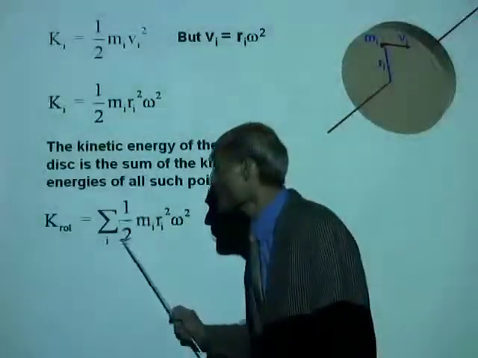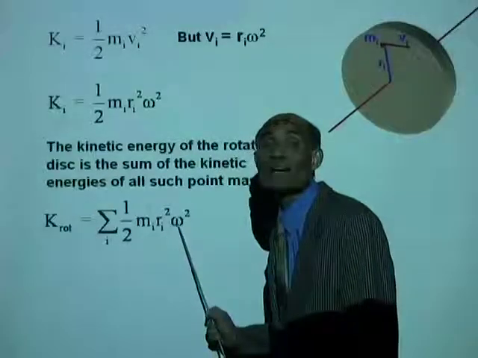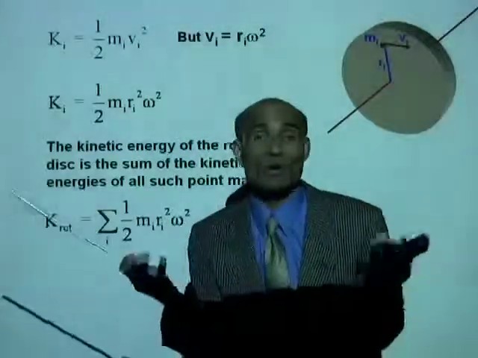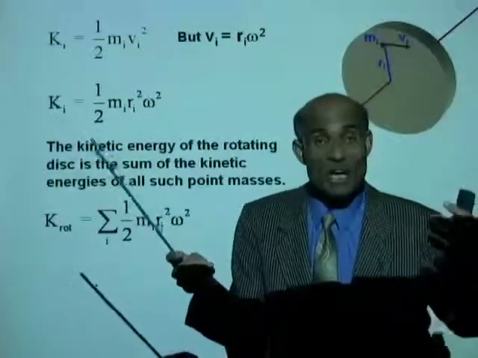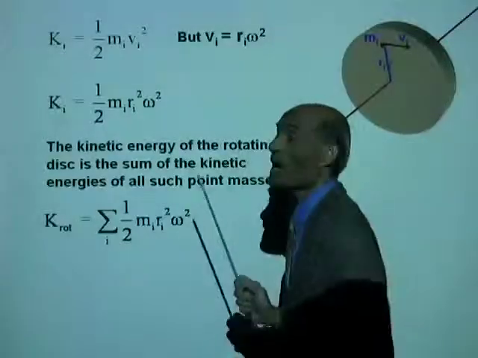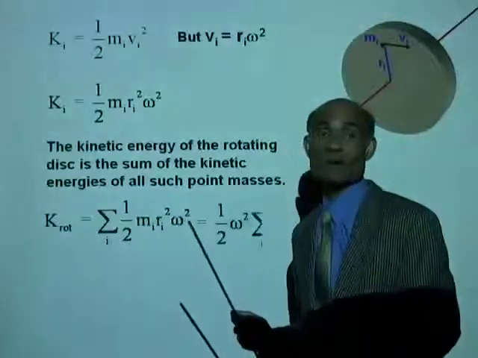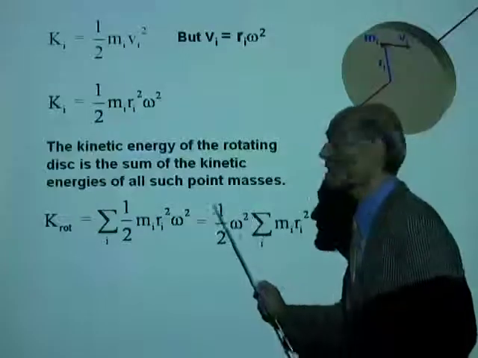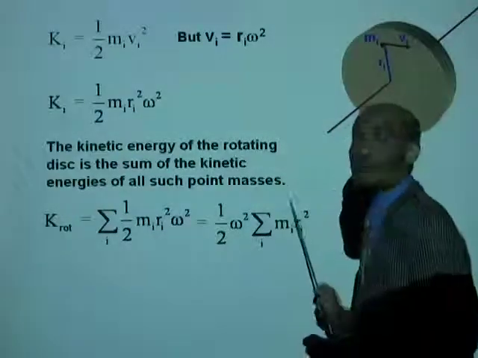Well, this 1/2 is a constant. I can bring it out of the summation. Omega is a constant. For all particles, omega is the same. The angular velocity will not change. Just like alpha is the same, omega is the same for all the particles on the disk. That means that is a constant which we can bring out. This will be therefore 1/2 omega squared comes out, and summation i mi Ri squared.